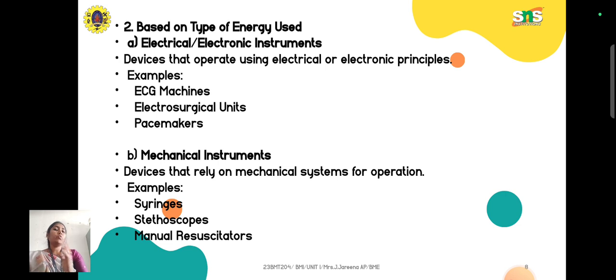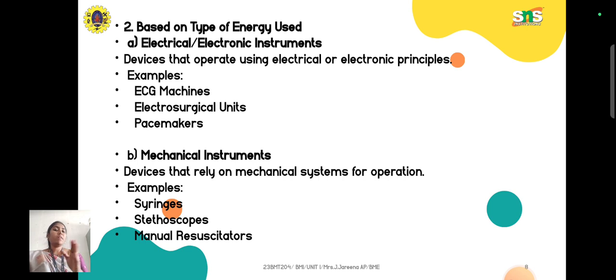Next, we are moving into the next classification, that is based on type of energy used. We have different types of energy, and based on the energy which is used as the operating principle of a particular instrument, that instrument is called that particular type. For example, if we are using electrical energy as the operating principle for that device, then that type of instrument is called electrical electronic instrument. Like that we have mechanical instruments, thermal instruments, optical instruments, and so on.